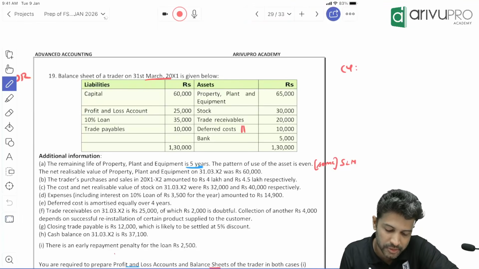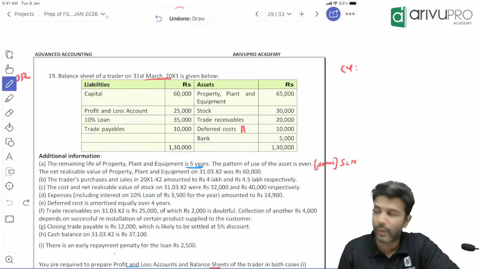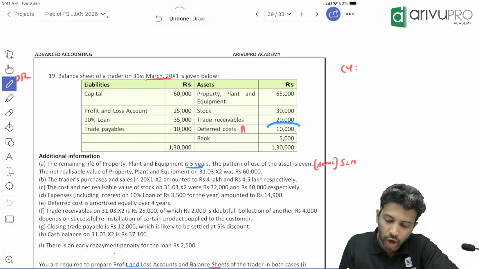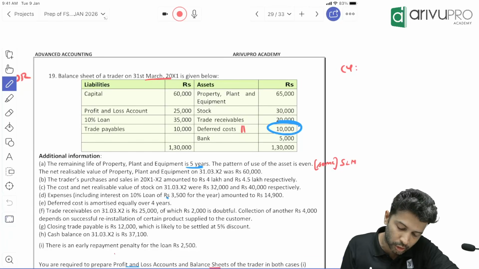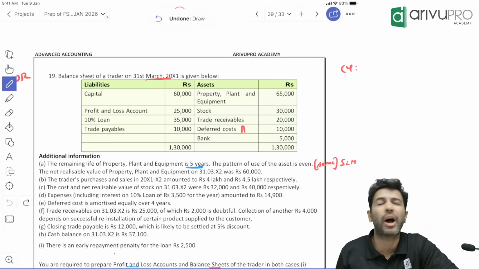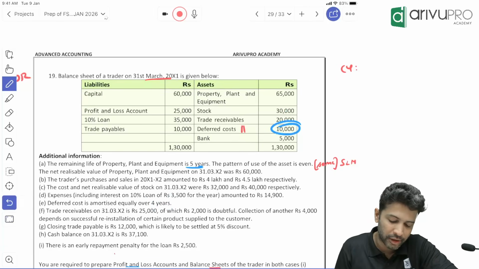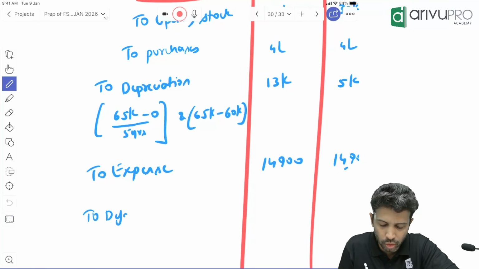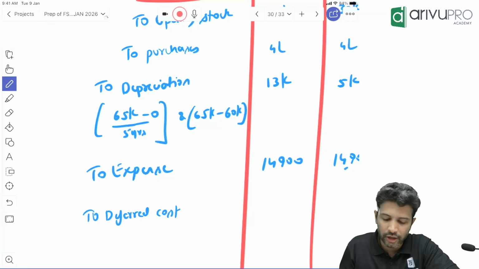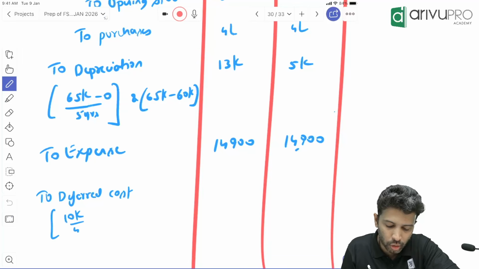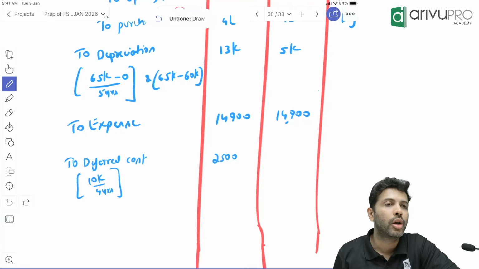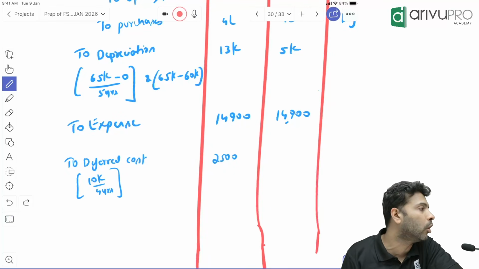Okay, next one. Now, what is the next point? Deferred cost is amortized equally over 4 years. So last year, how much deferred cost do we have? 10,000. In the normal case, you are transferring this 10,000 to P&L over 4 years. So how much every year? 10,000 divided by 4. How much is that? 2,500. Meaning when the entity is a going concern, every year in P&L you will book 2,500 expense. This will continue for 4 more years.